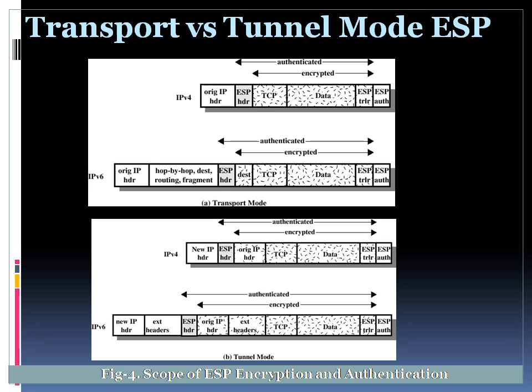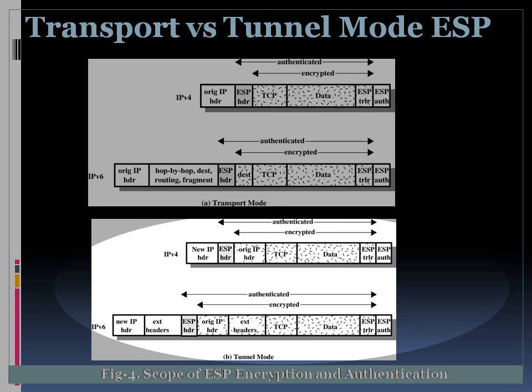So as you can see, the source node encrypts the data along with authentication if needed, and the destination node decrypts the data to obtain the plain text. Now moving towards the tunnel mode ESP.